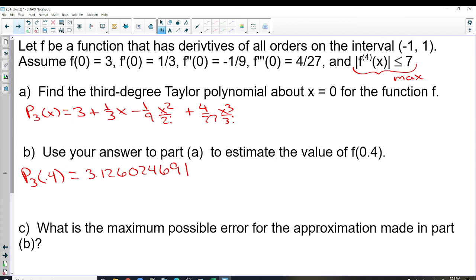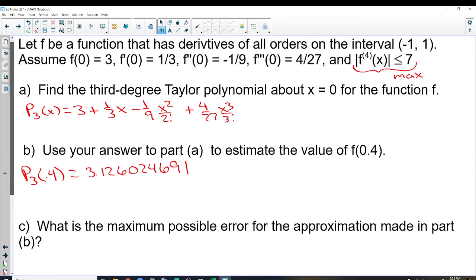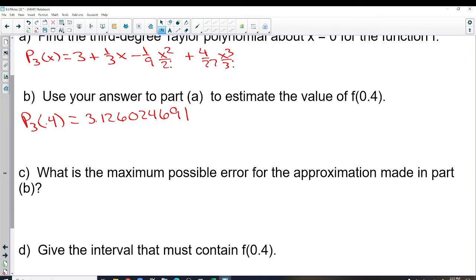We don't have a function to plug it in and go, well, let's see how close we are. We don't have that. So now we have to use math to find out how far off we could possibly be. What is the maximum possible error for the approximation made in part B? So now our remainder, in other words, the error of third degree, when we plug 0.4 in, is less than or equal to the absolute value of the maximum value of the derivative, so the next derivative, in other words, and they said the maximum value could possibly be 7.